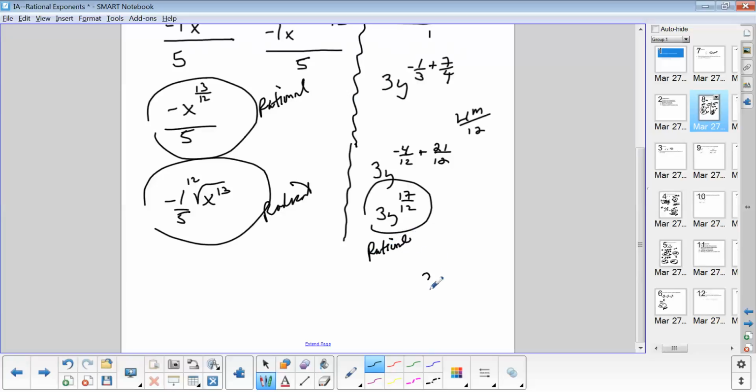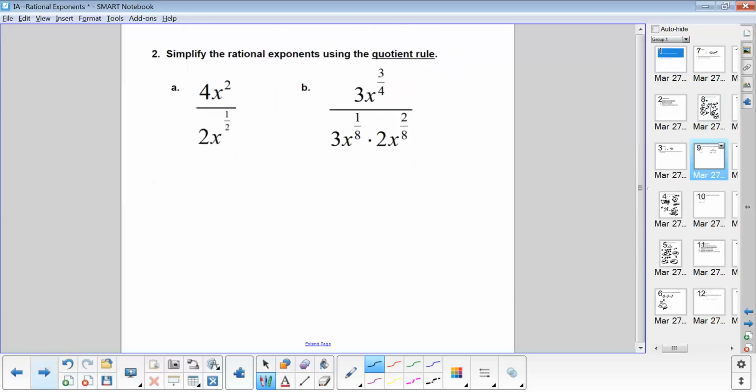And your radical form would be, the base is y. So y to the 17th, we'll take the 12th root. So here's your radical form. Again, with the quotient rule, I know it's the quotient rule because I see the division signs. So 4 divided by 2 is 2. The quotient is in the numerator in this case.